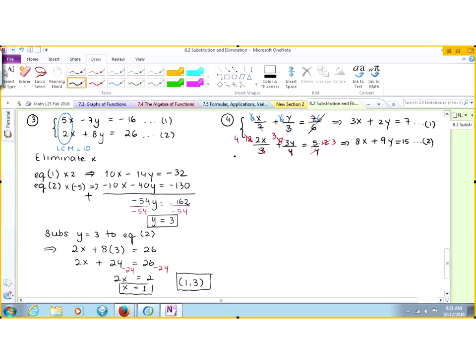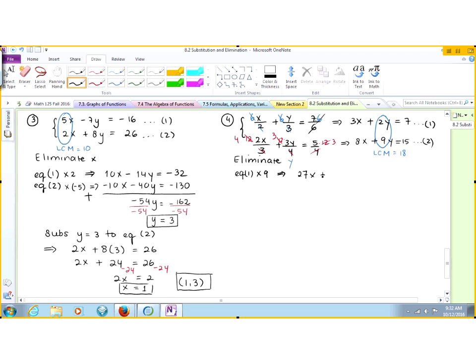Okay, now let's decide which variable we want to eliminate. Y. Okay, so we want to eliminate y. So let's talk about the least common multiple. What is the least common multiple of 2 and 9? 18. So I need to have 18y on top and negative 18y on the bottom, or vice versa, whichever one is negative, it's up to you. So equation 1, we need 18. So equation 1, we multiply by 9, because you need 18.